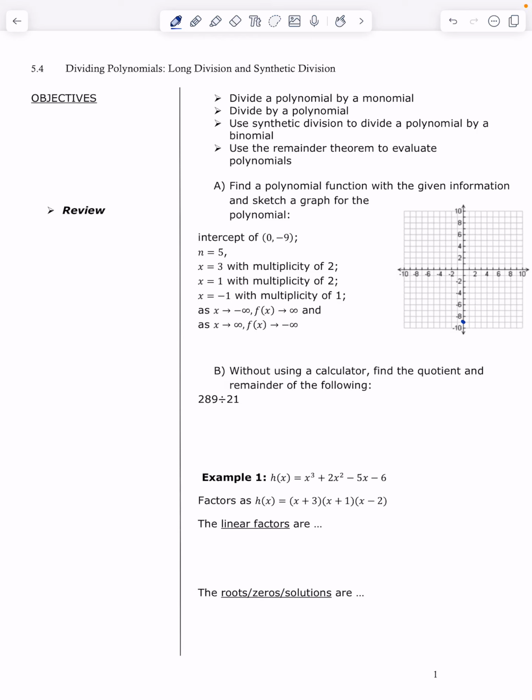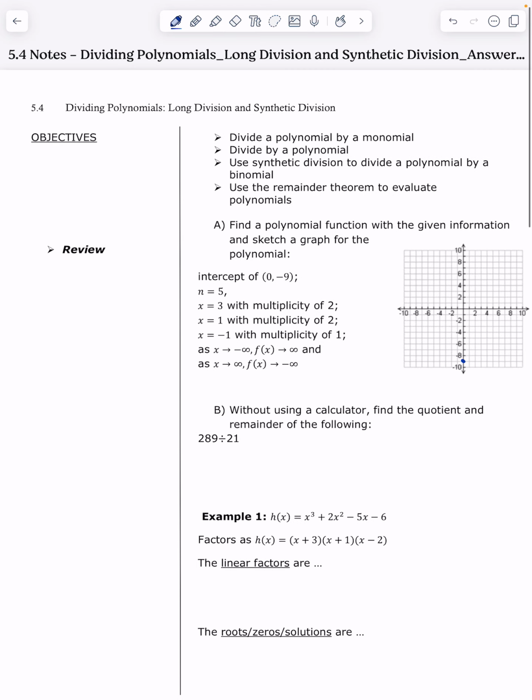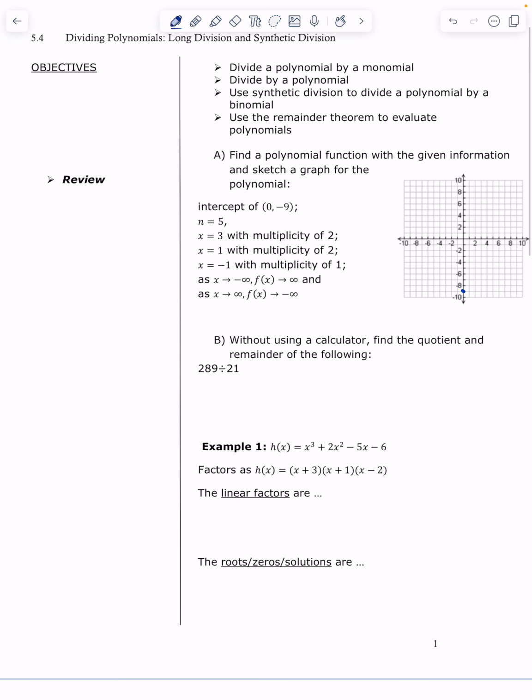Okay, these are the 5.4 notes. We are talking about dividing polynomials. This is page 1. Objectives are at the top. You can read through those. We are going to start with a review.